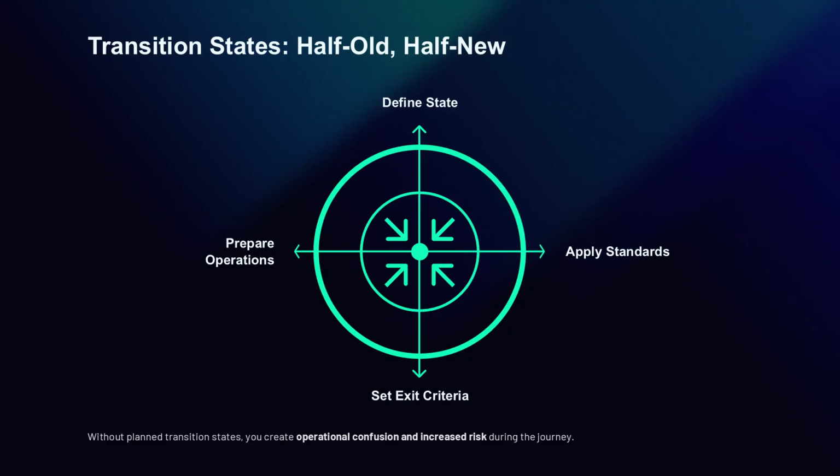In phase F, you define what each transition state looks like, what standards apply, what temporary controls are required, and what the exit criteria are to move to the next state. This makes the plan safer because operations teams can prepare and leaders can understand the operating implications of being in an intermediate state.